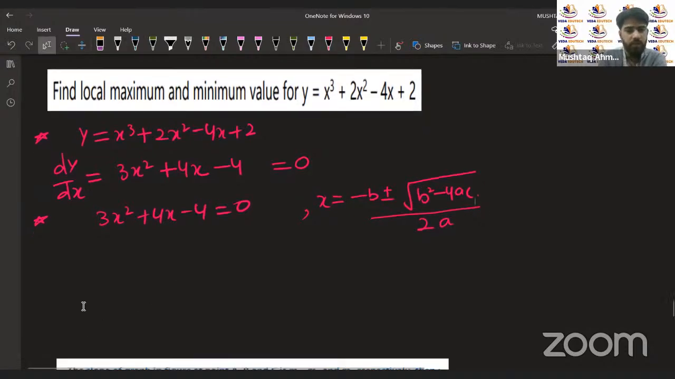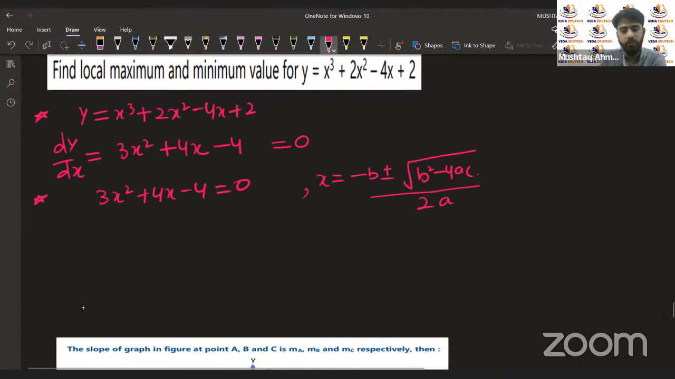But another method is there. We can go by splitting the middle term. If we multiply this coefficient with this, it will be 3 into minus 4, which is minus 12. So we'll split it this way. Suppose we write here plus 6x and minus 2x minus 4, that will be equal to 0. So 6x minus 2x will again be 4x, and 6x multiplied by minus 2x will again be minus 12x square.